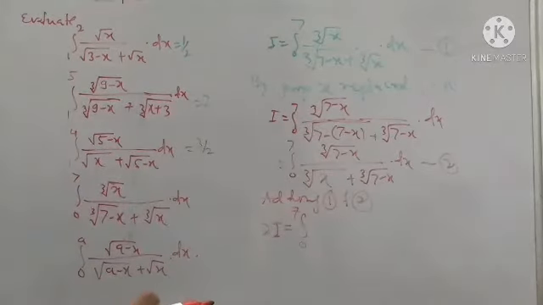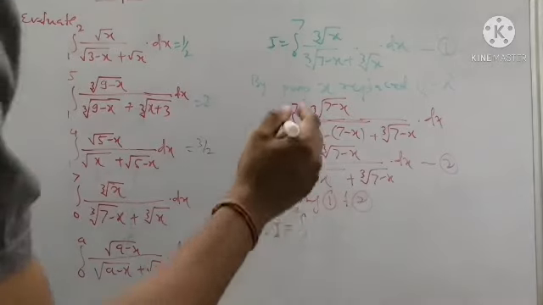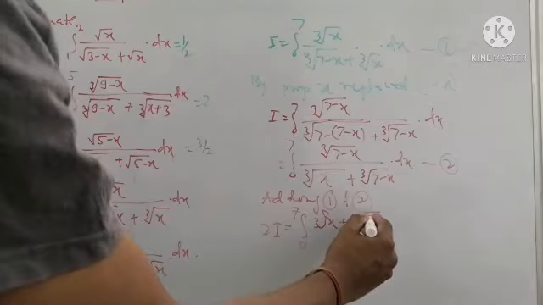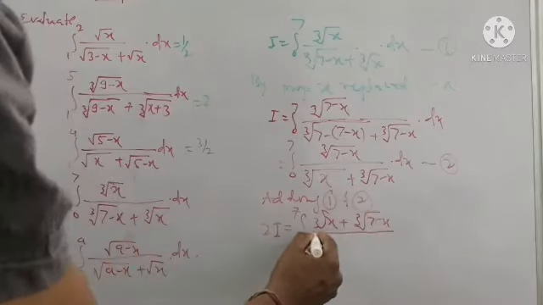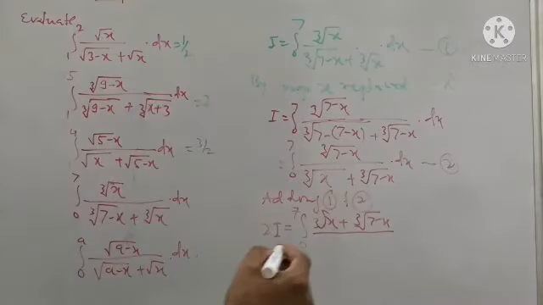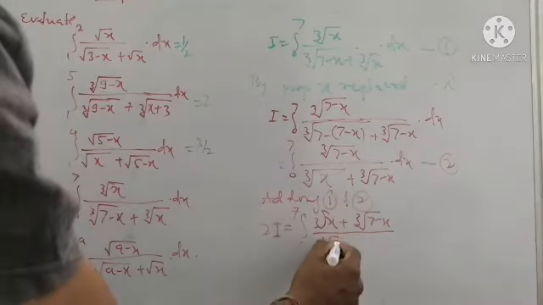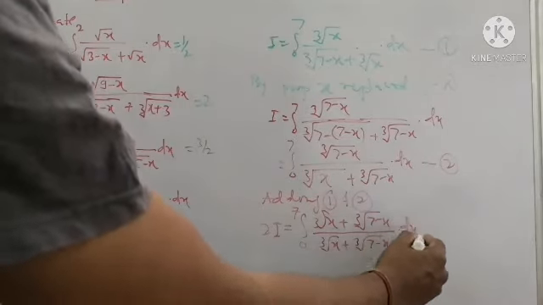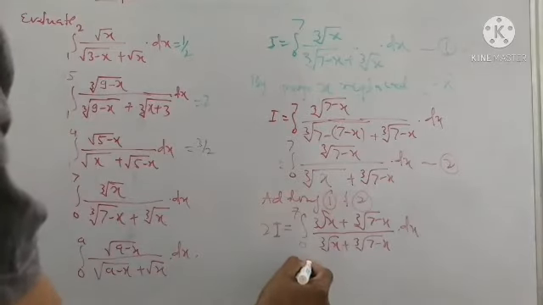same denominator. So we add only the numerators: the cube root of x from the first equation, plus the numerator 7 minus x, whose terms are in the denominator also. So in the denominator we get cube root of x plus cube root of 7 minus x, into dx. Now numerator and denominator are equal, so we cancel them.